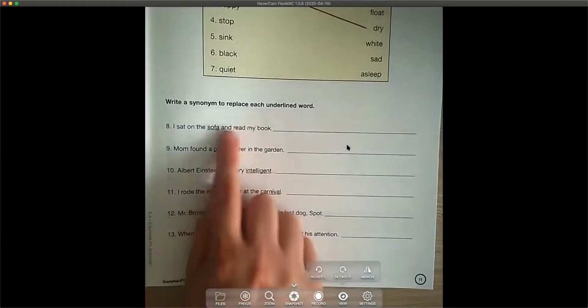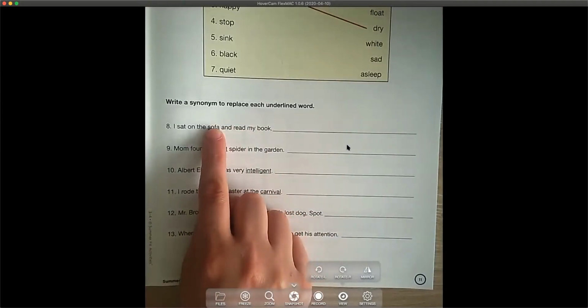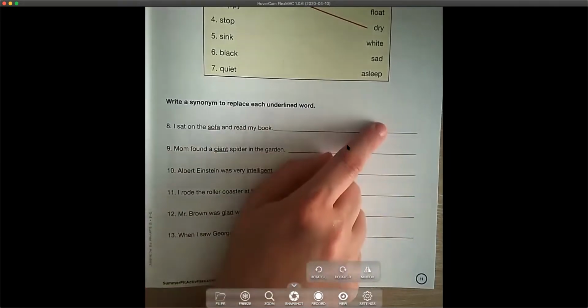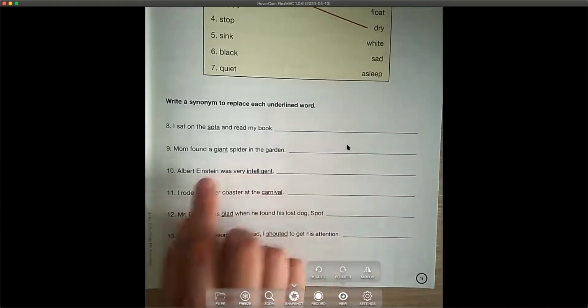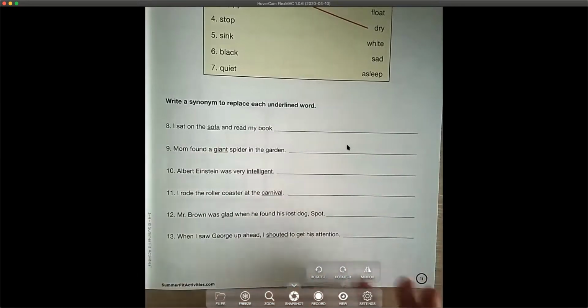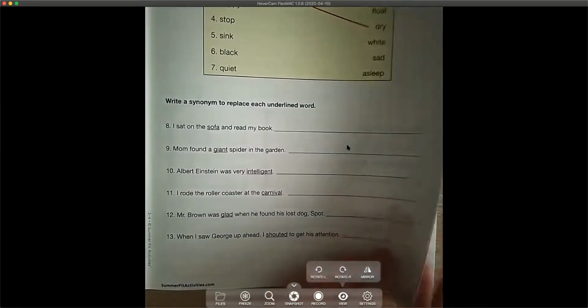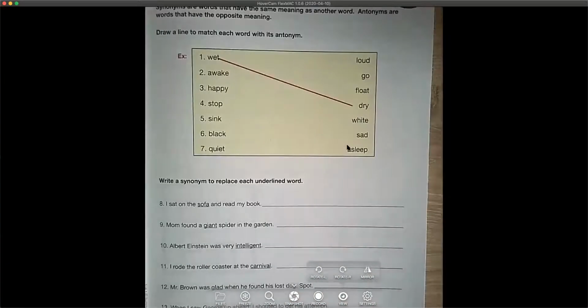Below, they have to come up with a synonym for the underlined word. So a synonym for sofa might be couch. It might be love seat. It might be futon. It might be chair. So they have to come up with a synonym to replace the underlined word. What's a synonym for giant? Something, a word that means the same thing. So that's page 11.